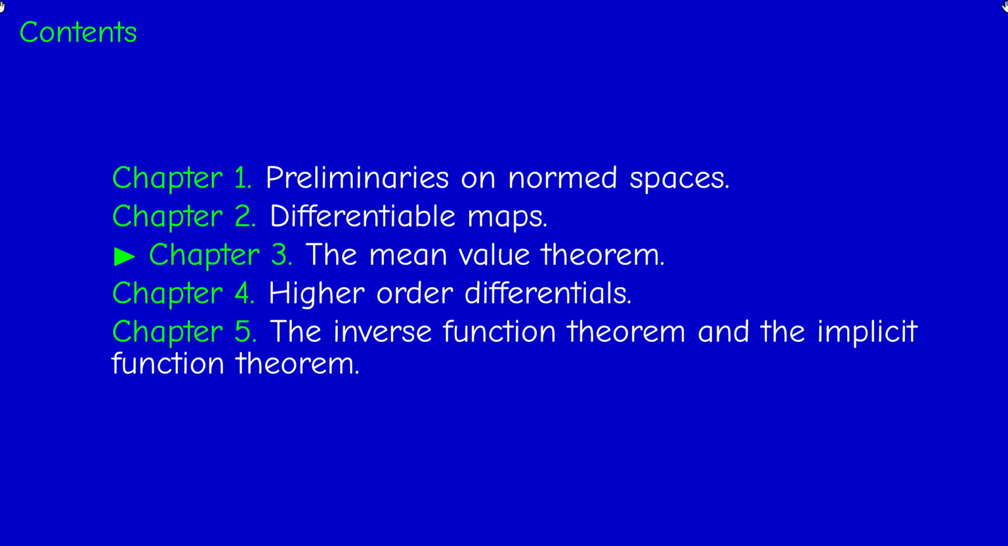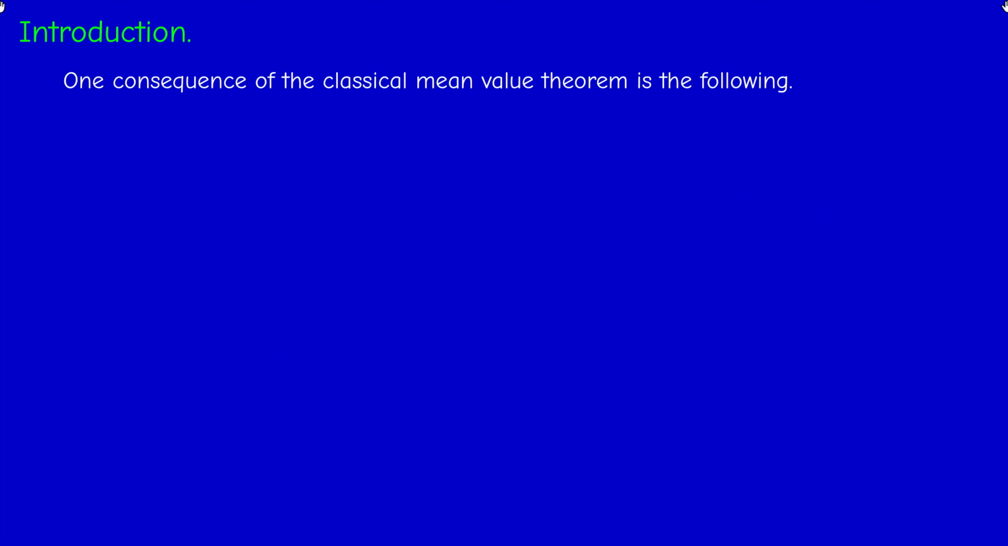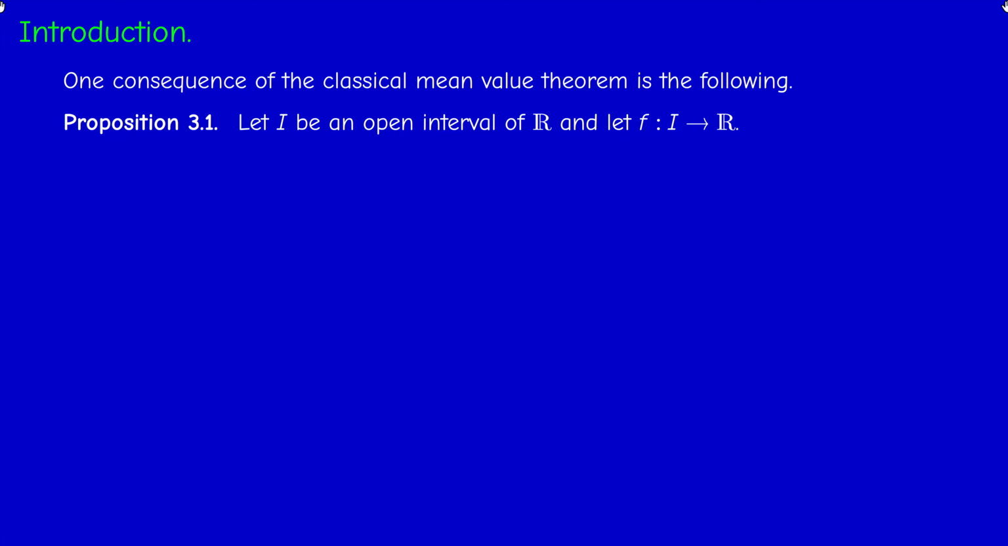We continue our study of chapter 3 and we move to section 3.2 about connectedness and locally constant maps. Okay, so let us recall one important consequence of the classical mean value theorem, version 1.0. And this is something that you use all the time.